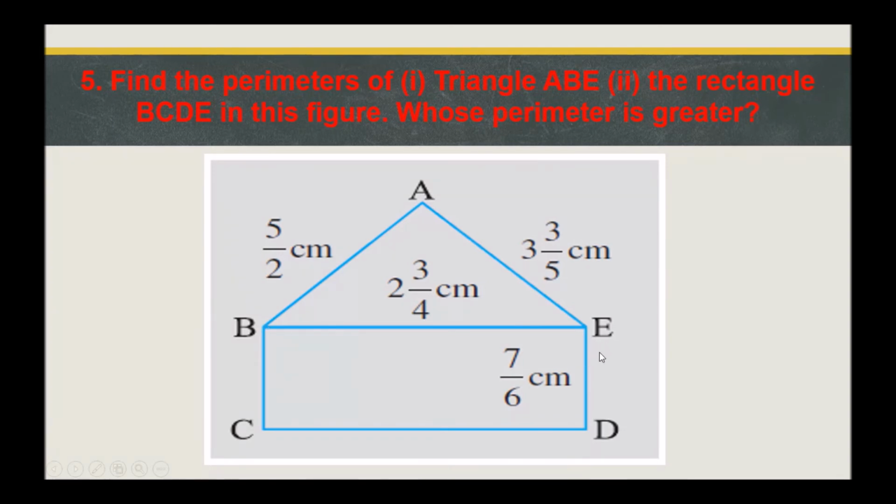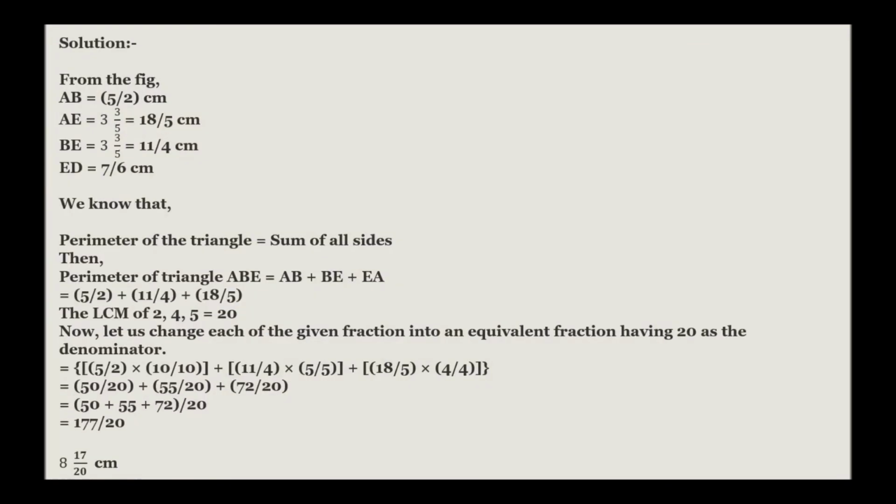Second, rectangle BCDE. In this figure, whose perimeter is greater? Okay, so we will find the perimeter of the two, that is, the triangle and the rectangle. AB is 5 upon 2 centimeter. AE is 3 and 3 by 5, that is 18 upon 5 centimeter. BE is 2 and 3 by 4, that is 11 upon 4 centimeter. ED is 7 upon 6 centimeter. Perimeter of a triangle is the sum of all the sides.